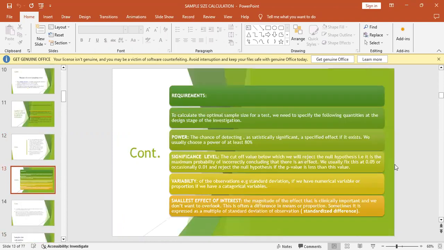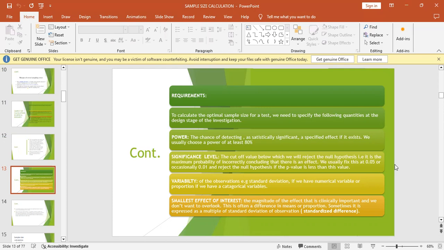Now, the requirements for sample size calculation: to calculate the optimal sample size for a test, we need to specify the following quantities at the design stage of the investigation. First, the power: the chance of detecting as statistically significant a specified effect if it exists. We usually choose a power of at least 80%. And the level of significance: the cutoff value below which we will reject the null hypothesis.